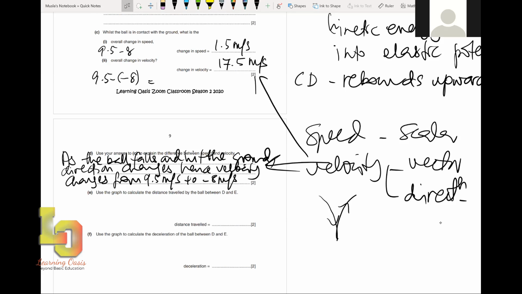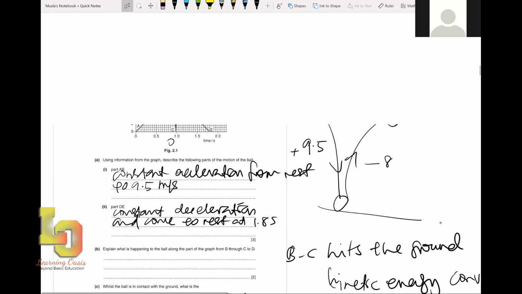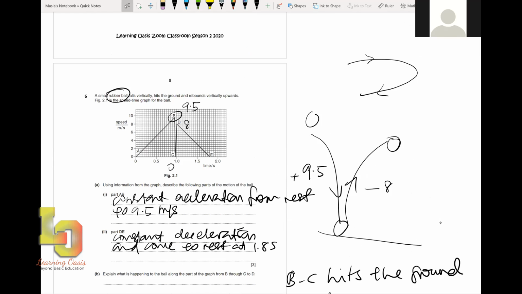Okay. Now, this is the graph of the distance traveled by the ball between D and E. This is a speed-time graph. How do you get distance traveled? Area under the graph. What shape is it? Triangle. Therefore, half times 0.8 times 8. So that will give you what? 3.2 meters. Okay.